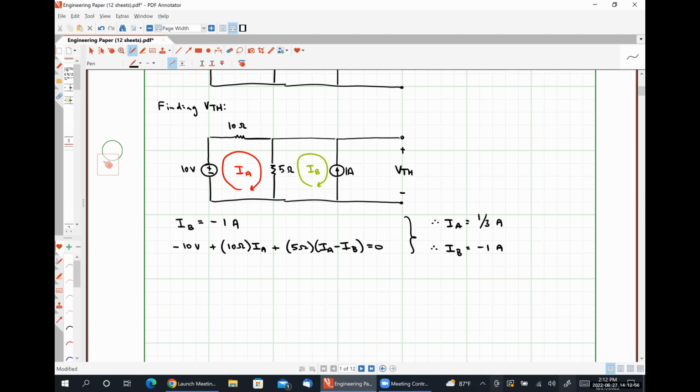So now that I have these two mesh currents, what I can do is I can observe that, let me identify some nodes here real quick.